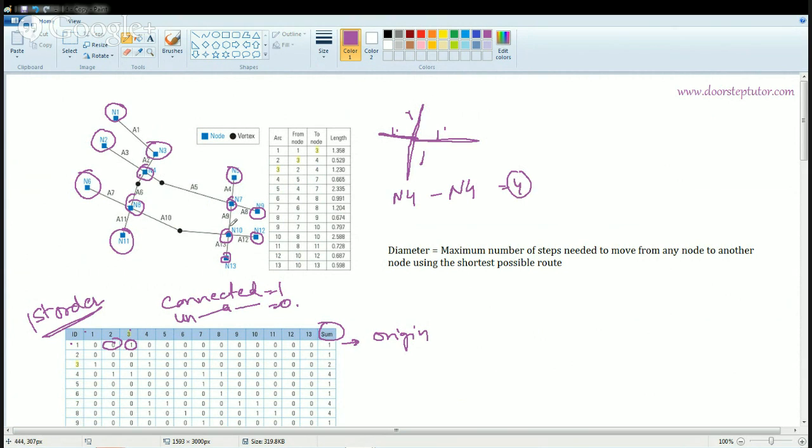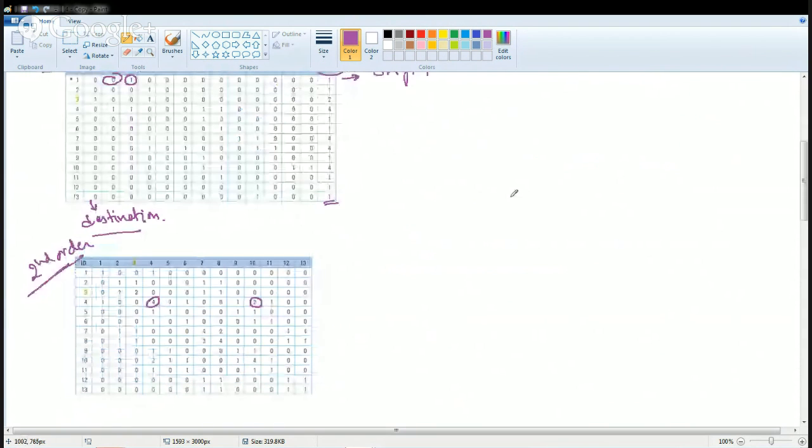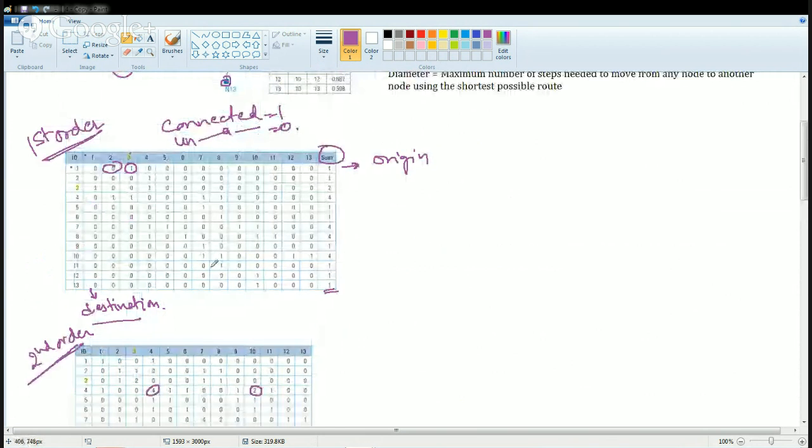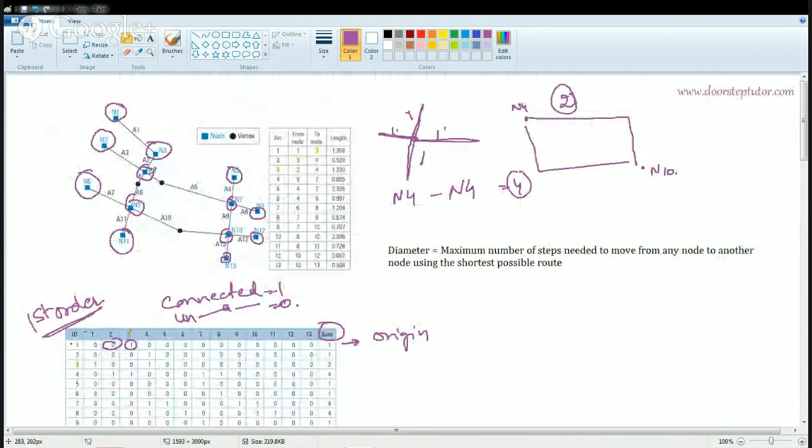And node 4 to node 10. So node 4 to node 10, there are only two ways. Either I can go through this path or through this path. So there are two unique ways to reach it. So I will mark here 2. So under second order, we are talking about one more addition of node intermittently and understanding the number of connections.